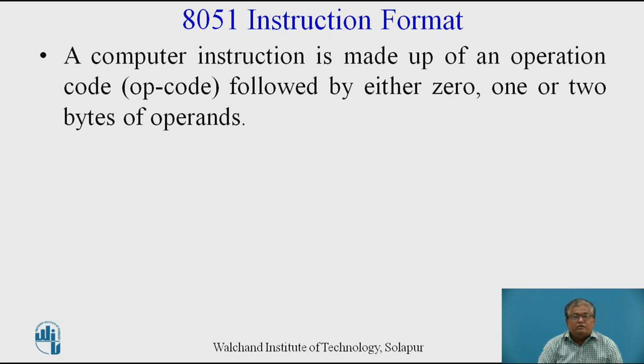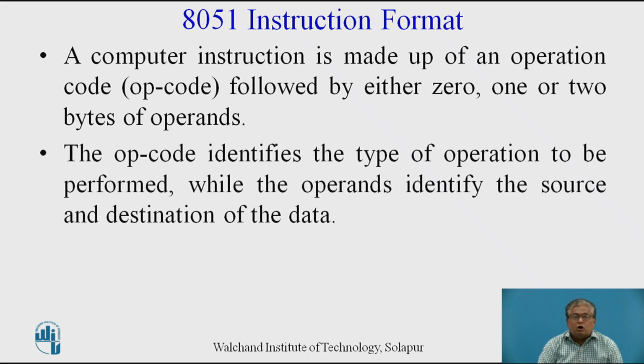Now, an 8051 instruction is made up of an operation code followed by either 0, 1 or 2 bytes of operands. The operation code, that is the opcode, identifies the type of operation to be performed, while the operands identify the source and destination of the data.